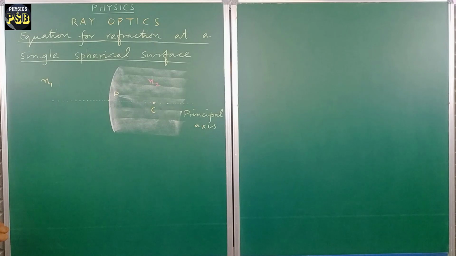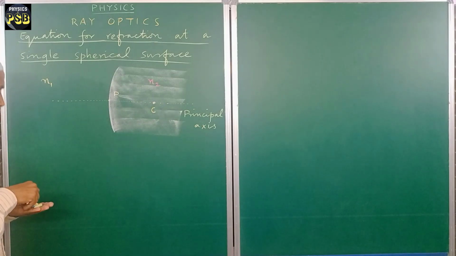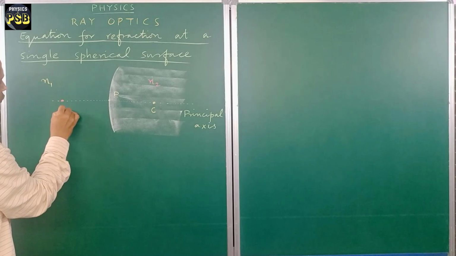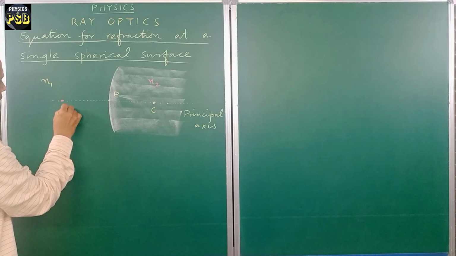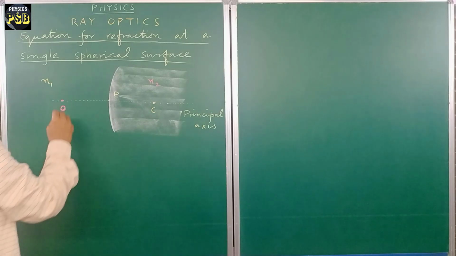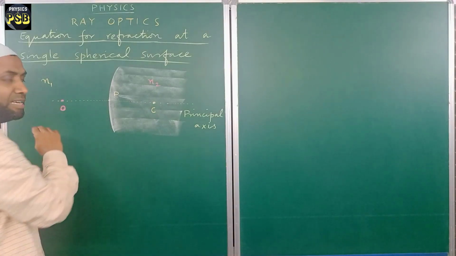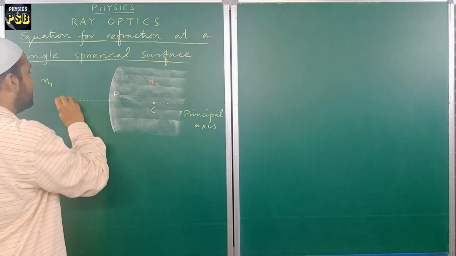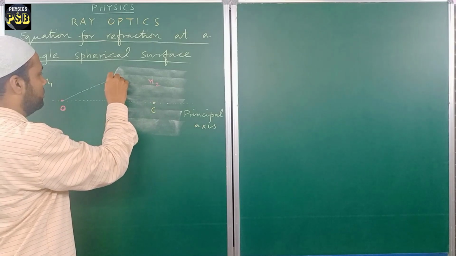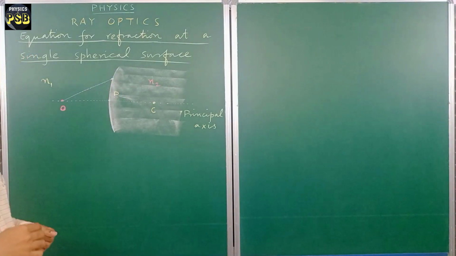Now here I take one point and represent it by the letter O. This is a point object. From this point object I take a ray of light. This ray of light is incident at this point on this spherical surface.